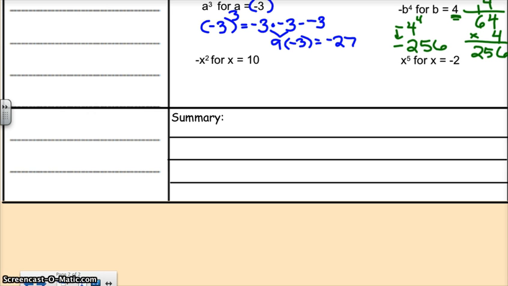Negative x squared. X is 10. Is the negative going to go inside parentheses or outside? What do you think? It's outside because x is just 10. So it's going to be negative 10 squared. Okay, 10 squared is 100. So what I'm hoping again that you can visualize is separating that. 10 squared is 100. Make it negative. Negative 100. I'm hoping you can see that separation.